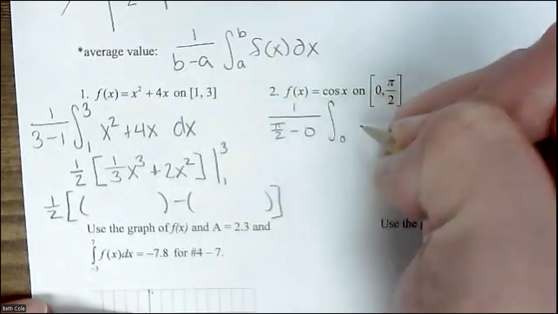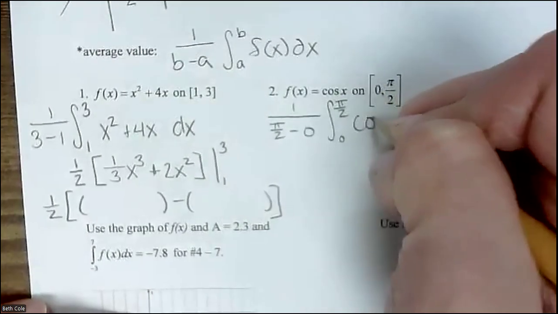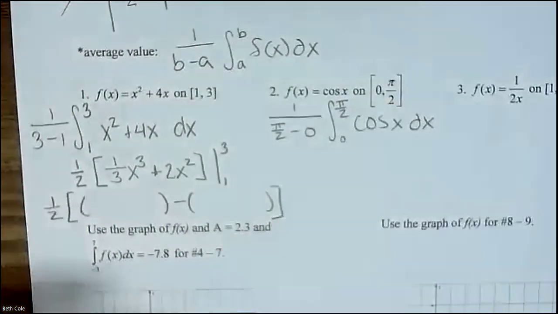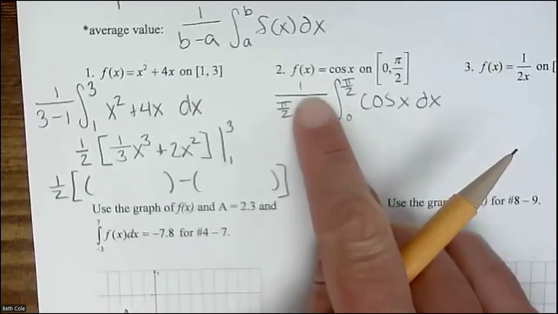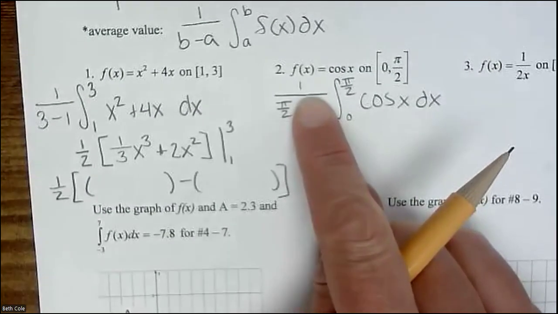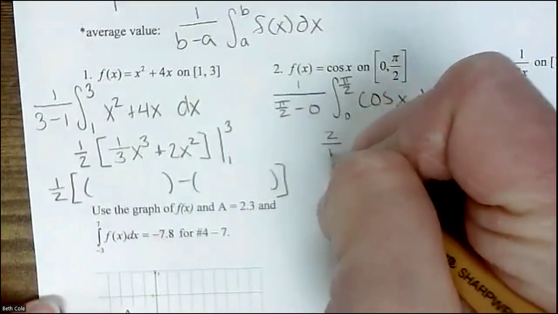And then integral 0 to pi over 2 cosine x dx. You're just having to set it up. So what's really out front? Well, it'd be 1 over just pi over 2, which would really be 2 over pi. It's going to flip.